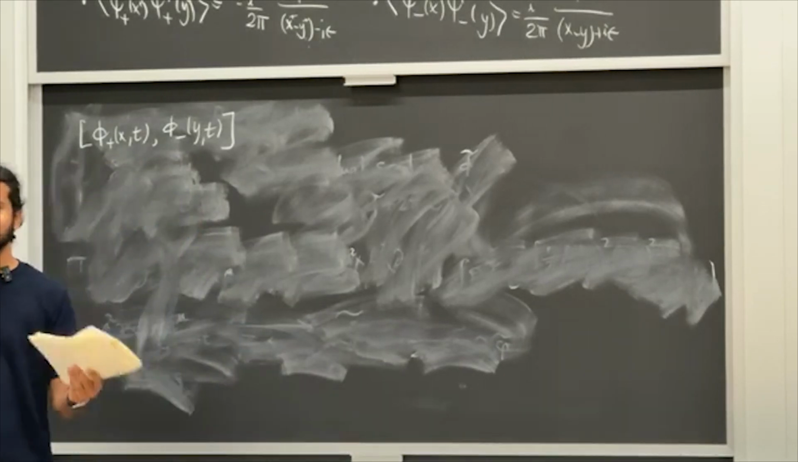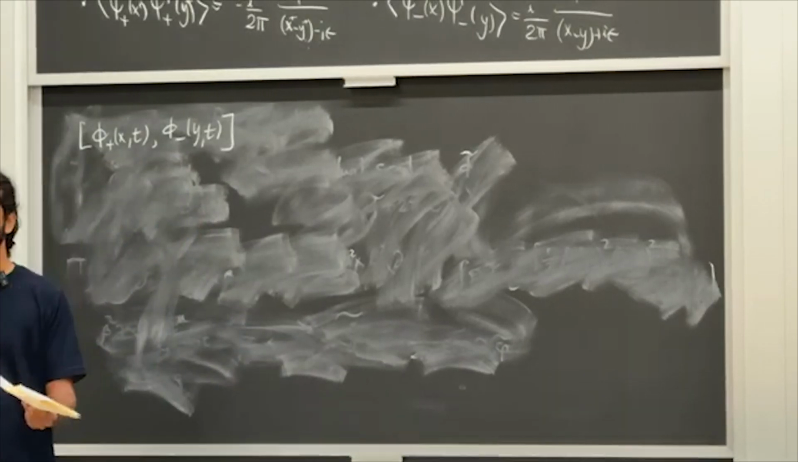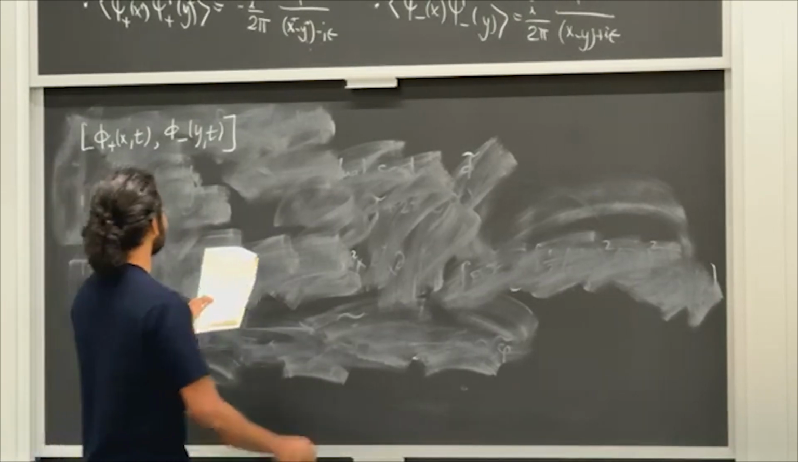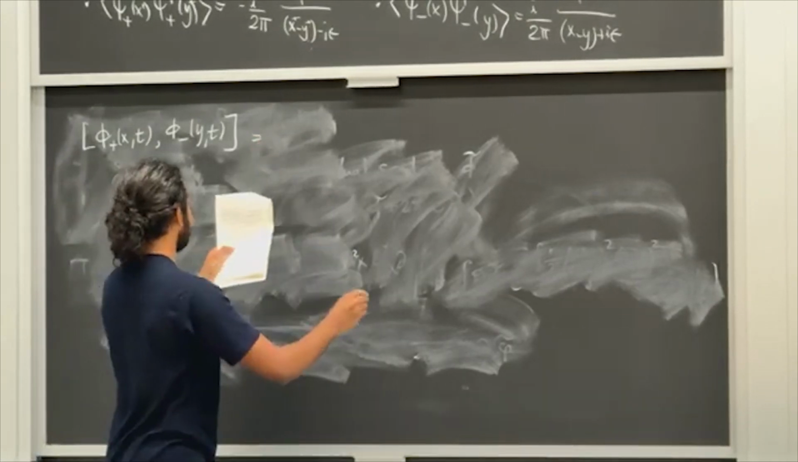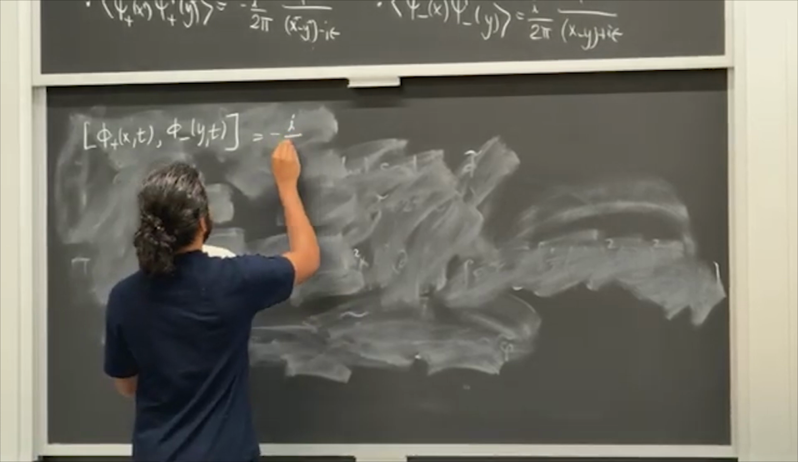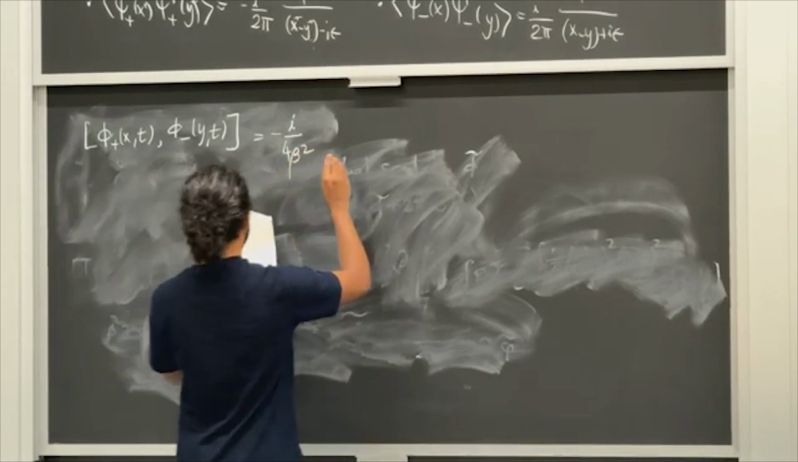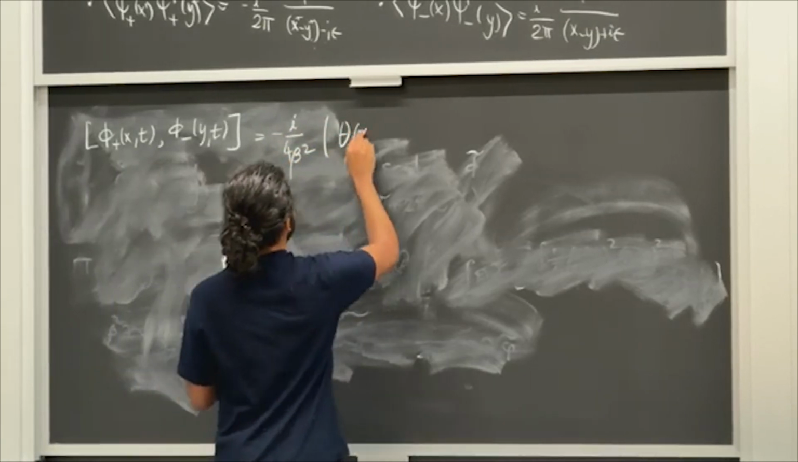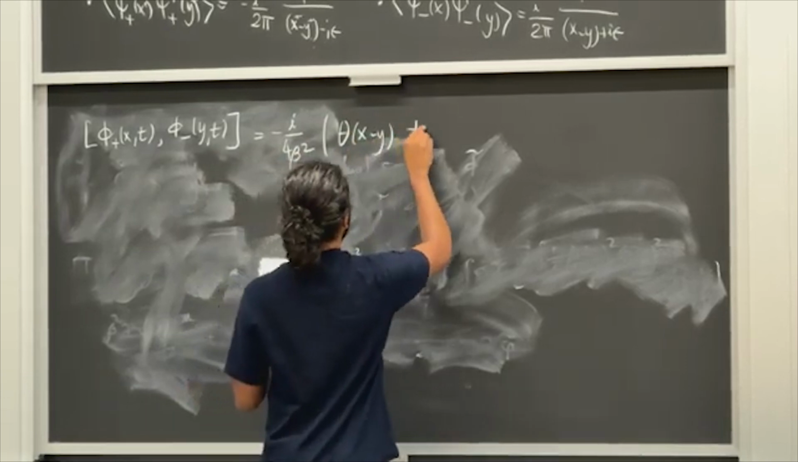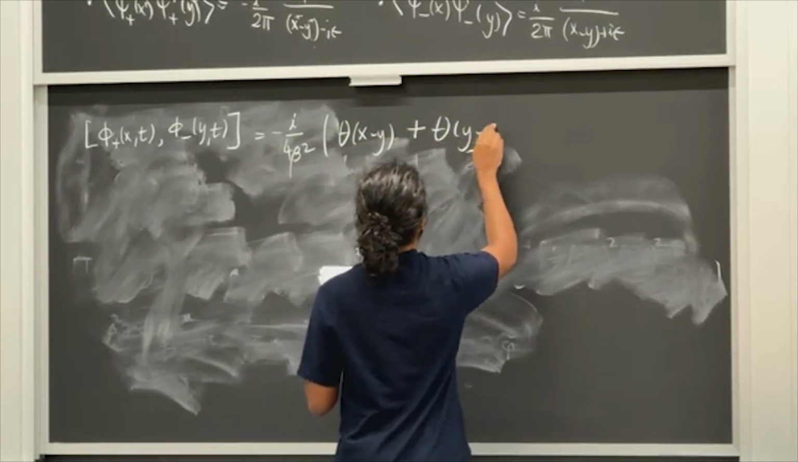Do I want to go through this, or should I just tell you the answer? I'll just tell you the answer because it's going to look exactly the same. It's going to be minus 1 by 5 b square, theta x minus y plus theta y minus x.